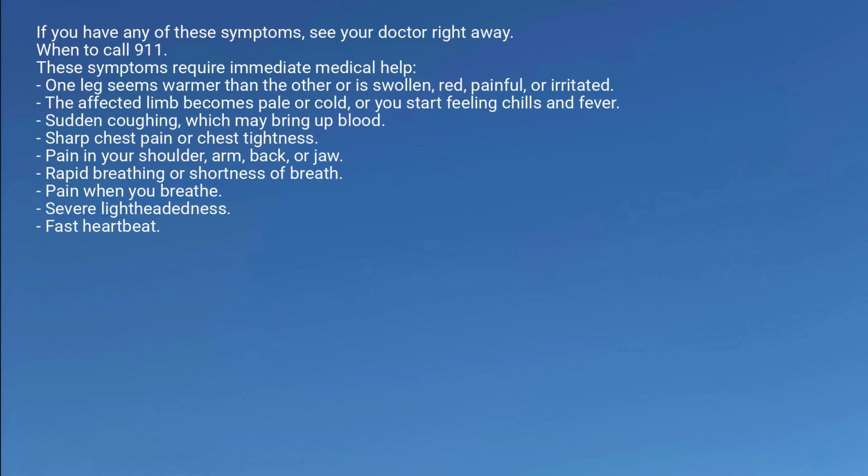When to call 911. These symptoms require immediate medical help. One leg seems warmer than the other or is swollen, red, painful, or irritated. The affected limb becomes pale or cold, or you start feeling chills and fever. Sudden coughing, which may bring up blood. Sharp chest pain or chest tightness. Pain in your shoulder, arm, back, or jaw. Rapid breathing or shortness of breath. Pain when you breathe. Severe lightheadedness. Fast heartbeat.